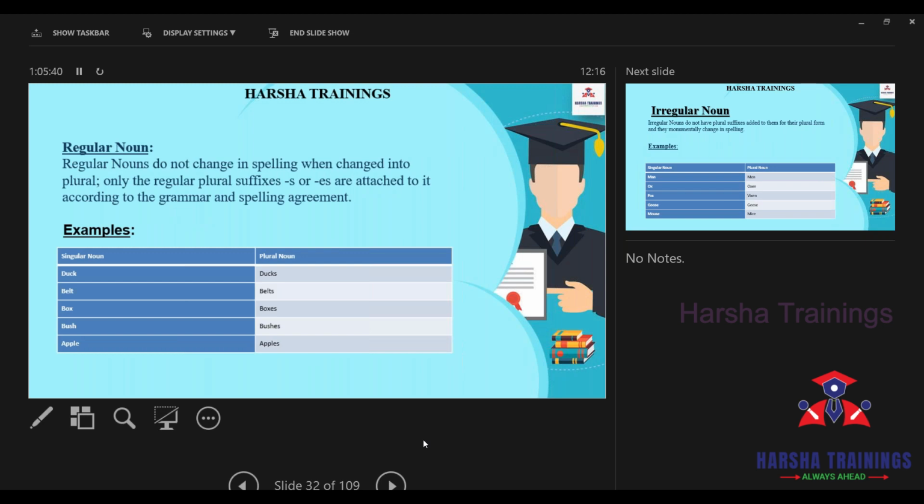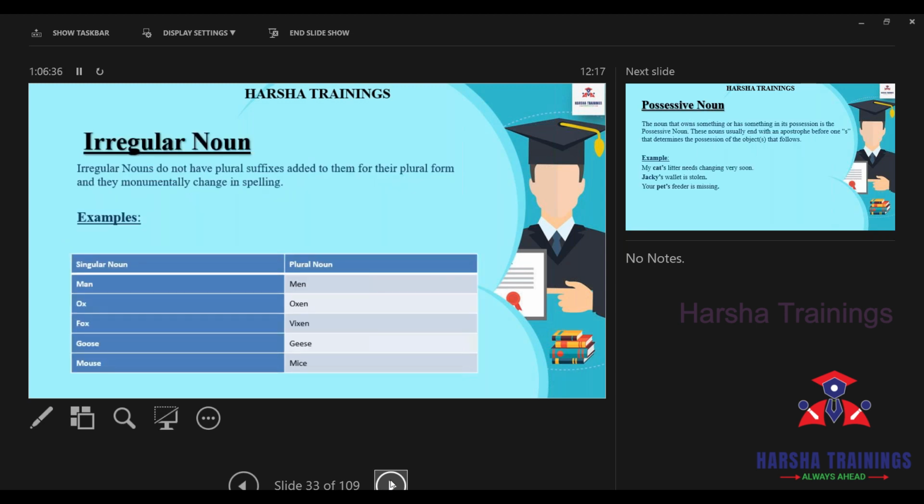Now, regular and irregular nouns also we have. So what are regular nouns? They do not change in spelling when they are changed to plural. In plural, we add S or ES. That is a basic word that does not change. We just add S or ES at the end. These types are called regular nouns. For example, duck becomes ducks, belt becomes belts. See, we have added S or ES, right? So these are regular nouns. There is not much of a change in the word itself, just addition.